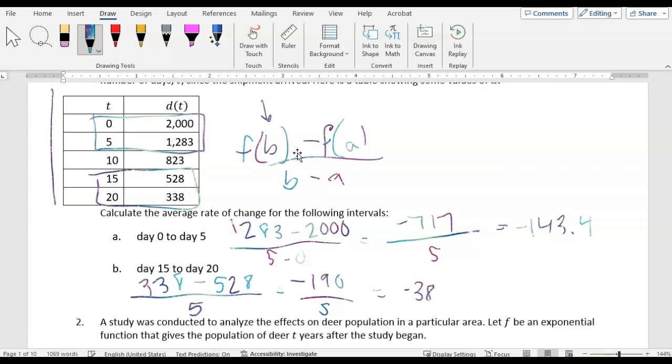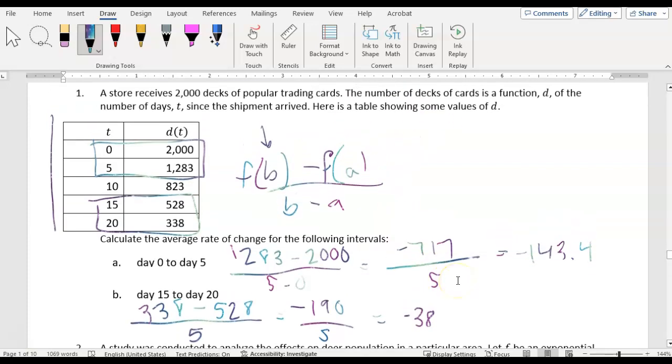So in the first 5 days, it's decreasing by 143 per day, but in the last 5 days, or between days 15 and 20, it's decreasing by 38, which means our sales are faster at the beginning. When something is just released, it's selling faster, and then over time, it sells less and less each day.